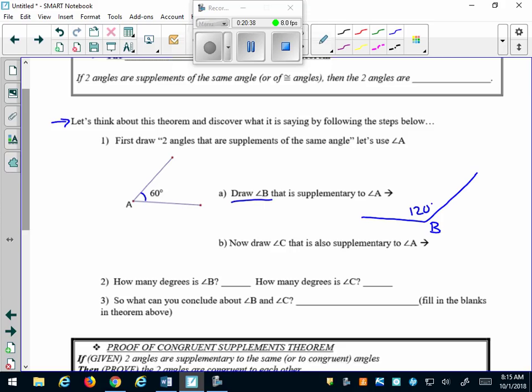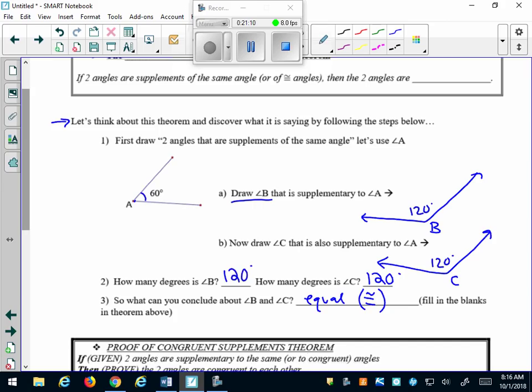All right, now this next one says, now draw angle C so that it's also supplementary to A, supplementary to our 60 degrees. Well, hopefully when you go to draw angle C, you realize that if it has to be supplementary, it's also going to be 120 degrees. So both of them are 120 degrees. What can we say about B and C? Well, they're equal, or congruent.